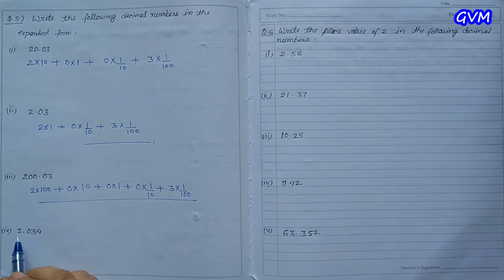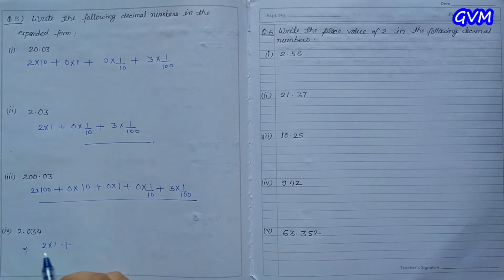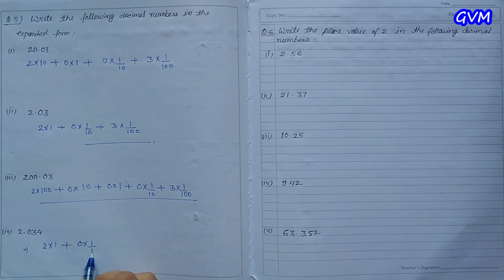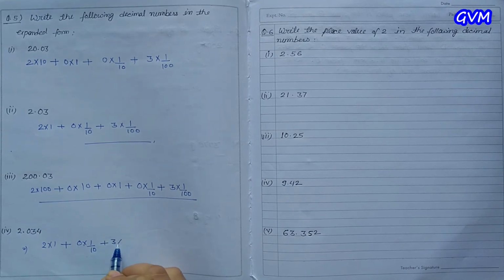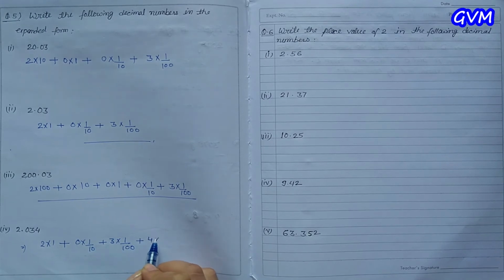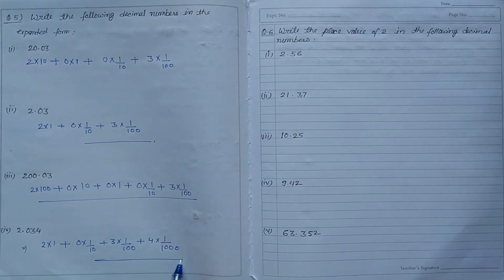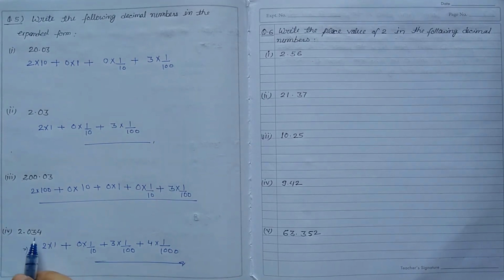Now last we have 2.034. So start with 2 into 1 because it is at 1's place. Okay, now plus 0 is at 10th place, so 0 into 1 upon 10 plus 3 is at 100th place, so 3 into 1 upon 100 plus 4 is at 1000th place, so 4 into 1 upon 1000. So this is expanded form for 2.034.